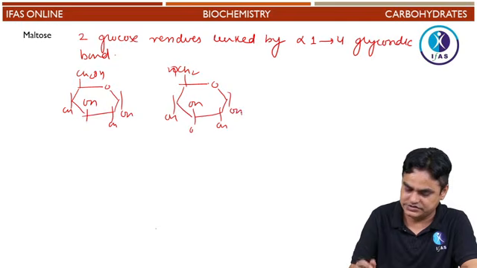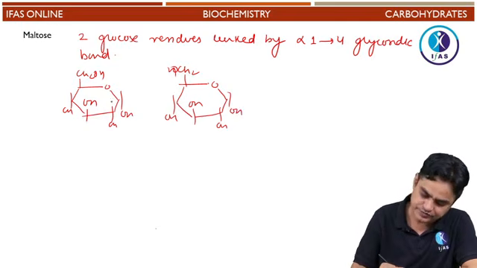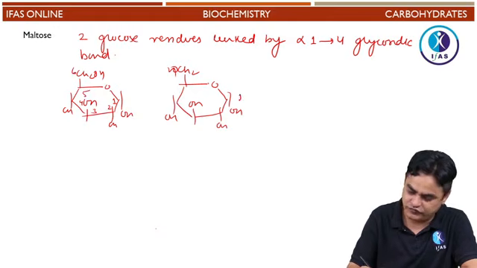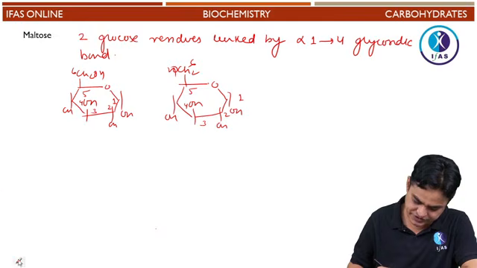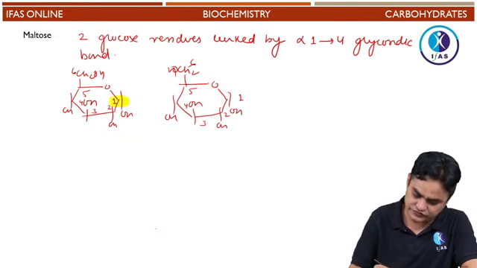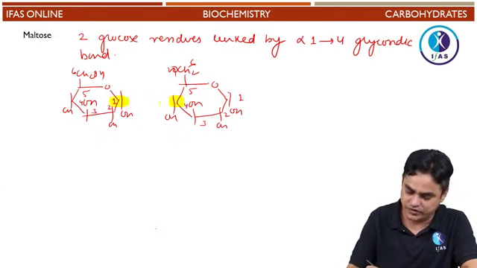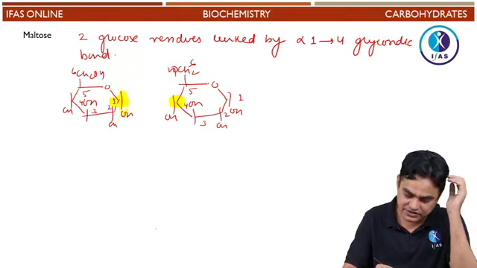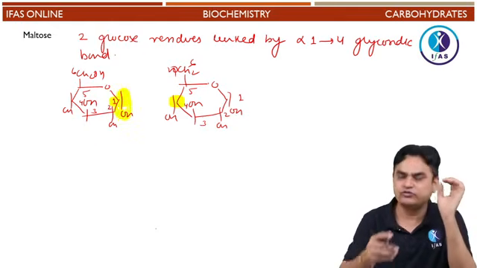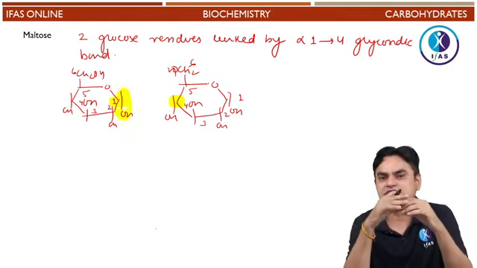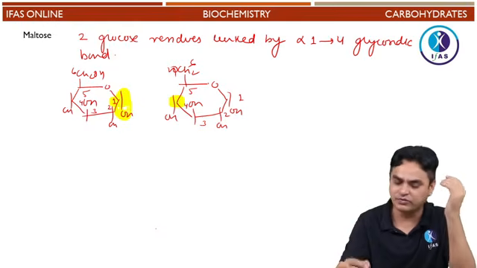So let's say this is a second glucose. This is the first carbon, this is second, third, fourth, fifth and sixth. First, second, third, fourth, fifth and sixth. So bonding is in between the first carbon from one glucose and the fourth from another. Because the first carbon is an anomeric carbon, we have to tell whether this first carbon OH group was down the plane or above the plane.